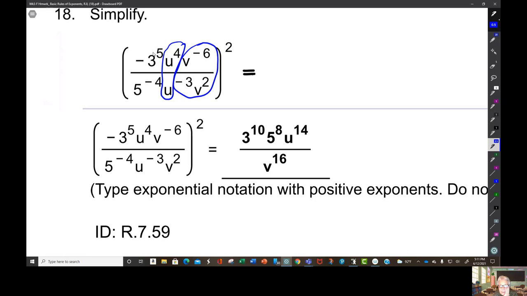But notice the negative 3 is not in parentheses. No, see? You've got to be careful. If that were parentheses negative 3 to the 5th, you would know what it equals. But no, they are not in parentheses together. What this is, is negative 1 times 3 to the 5th over 5 to the negative 4.